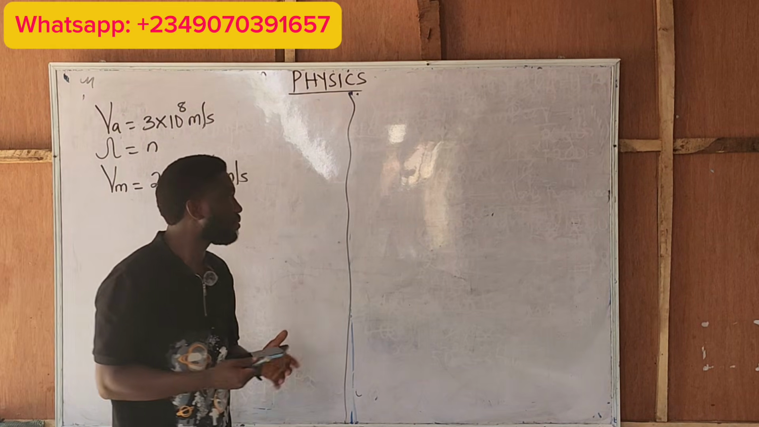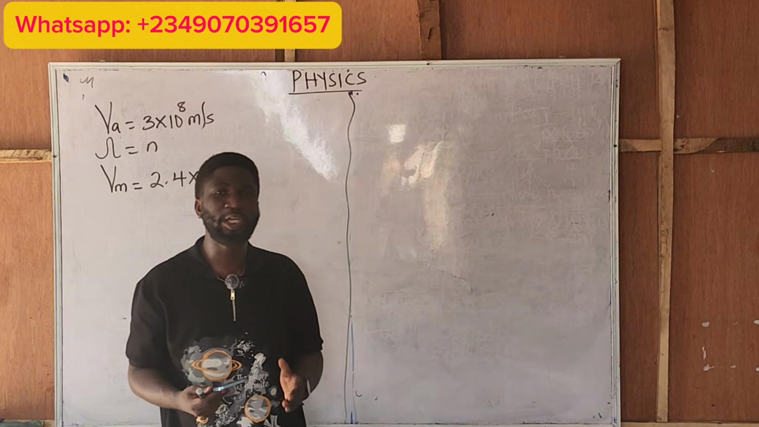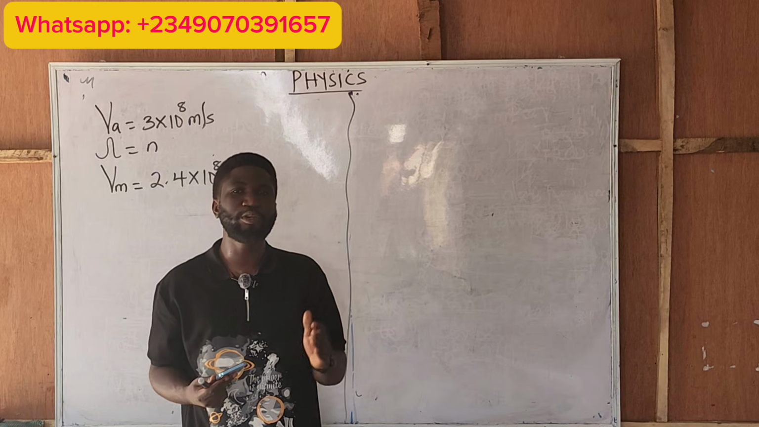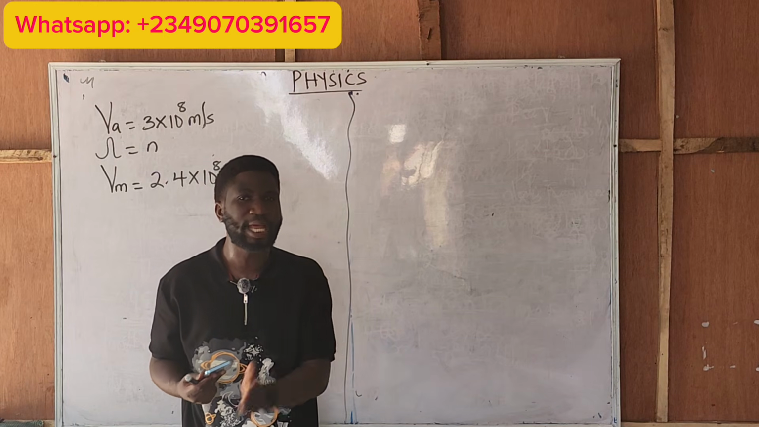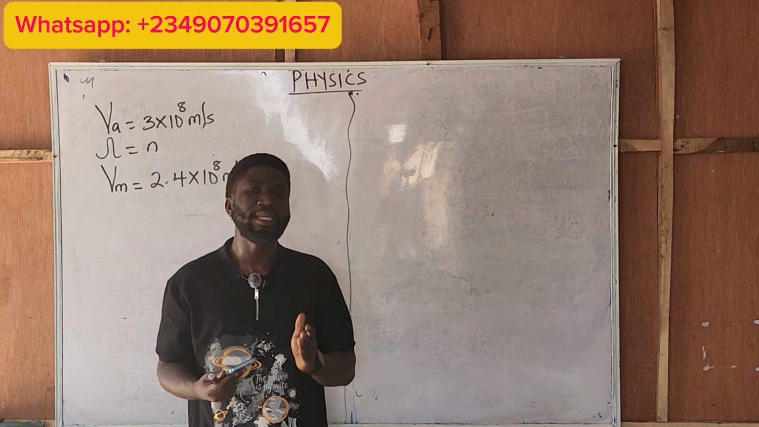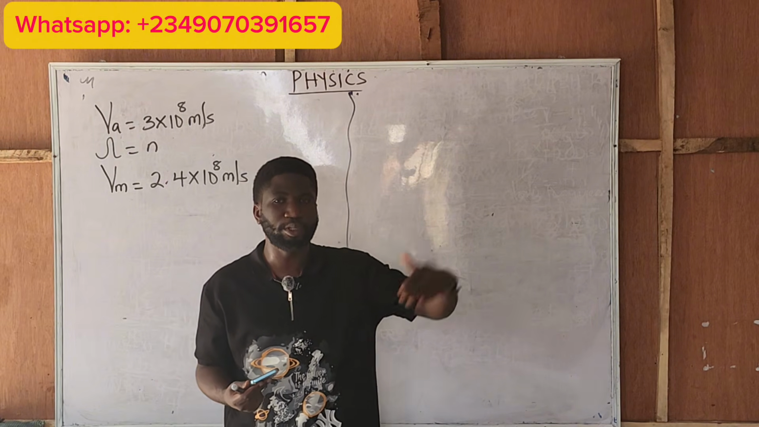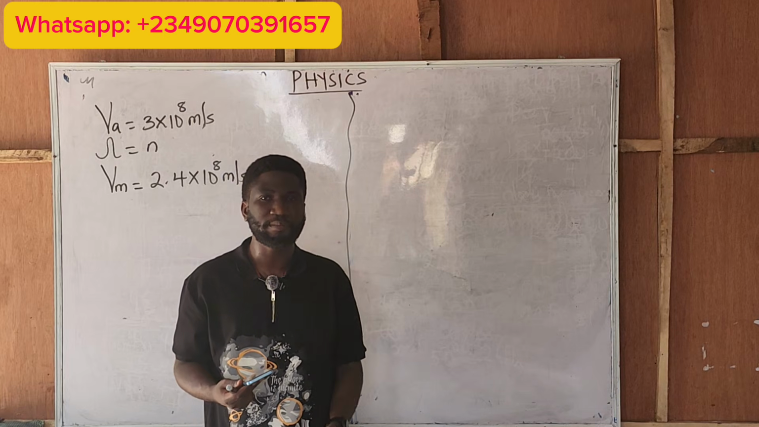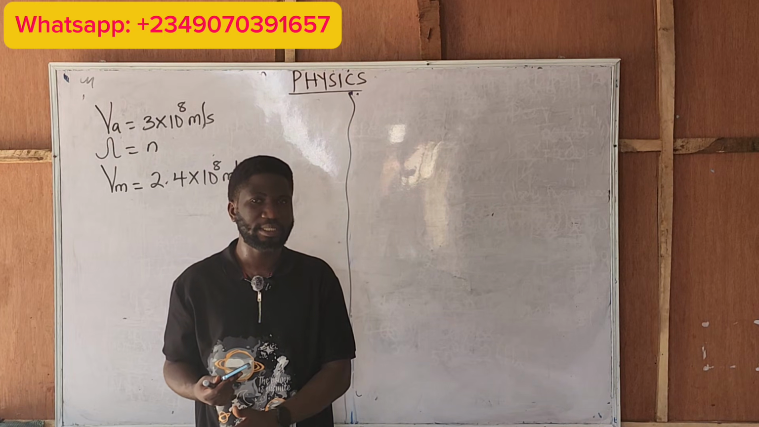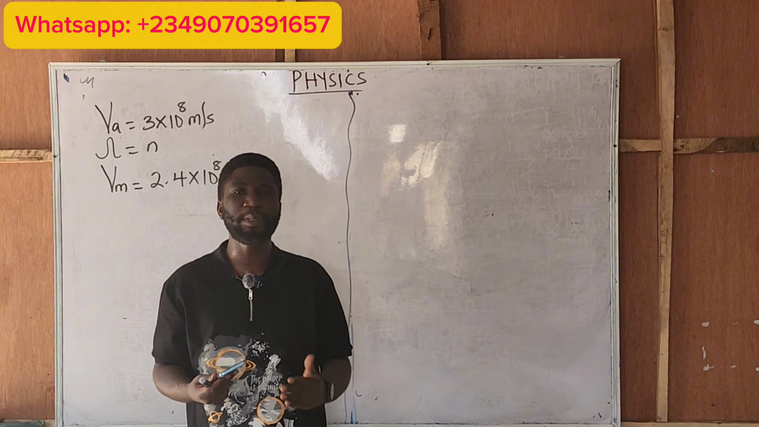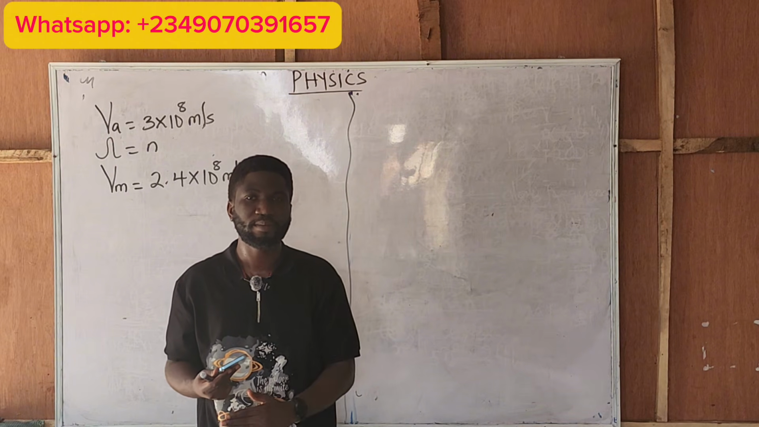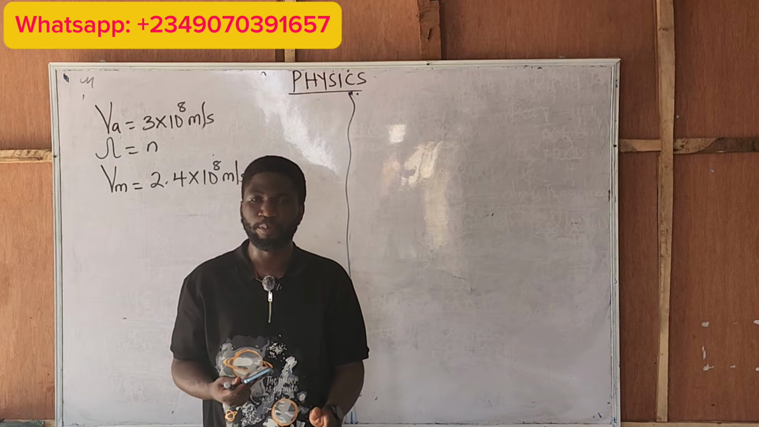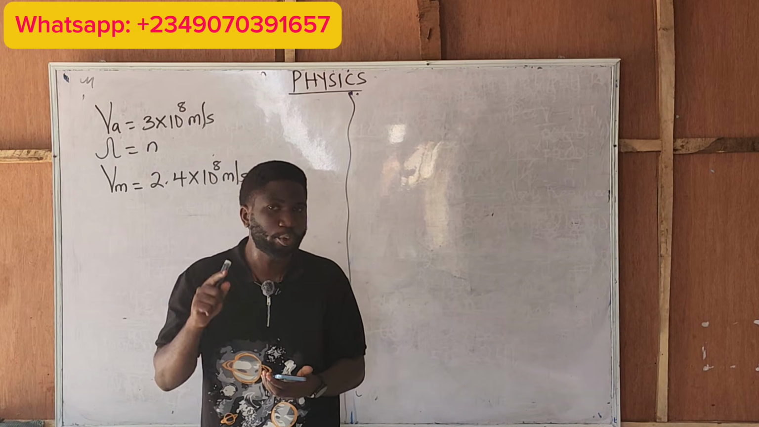Take note of this. Under refraction, when you have light traveling from one medium to another medium, there's going to be a change in the speed as well as the wavelength. If you have light traveling from, let's say, air to glass, the speed is going to be different as well as the wavelength, but they are going to possess the same frequency.